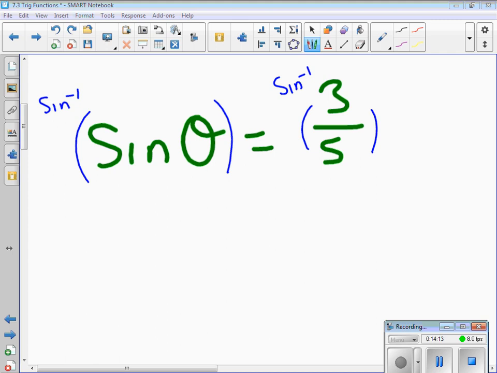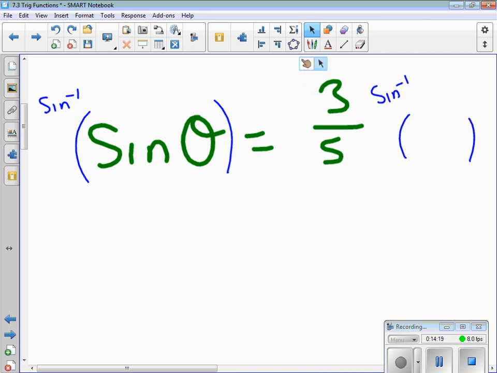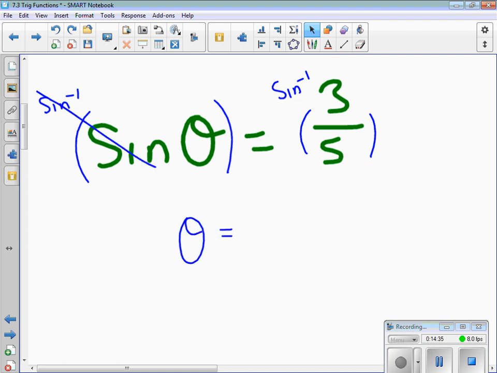Now, notice I didn't put the sine with that little -1 over here on this side. I put parentheses on it, and I put it on that side, just so that it was exactly like the other side. What ends up happening is these two functions cancel out, and I have theta equals the sine inverse of 3/5, okay? All right, so now let's pull open our calculator and see if there's some way of working this.